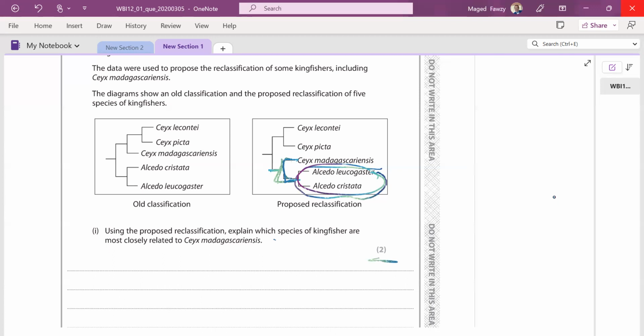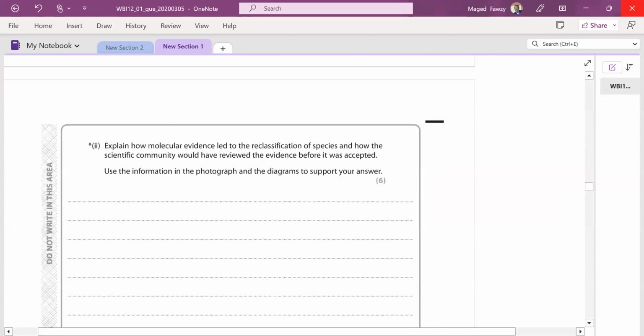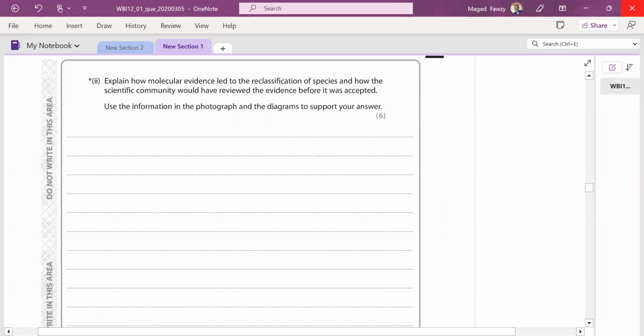Biological molecule, protein, same types of protein. All of this will give you the mark. Okay? Next question. This question is an asterisk question, and we will write this question together.